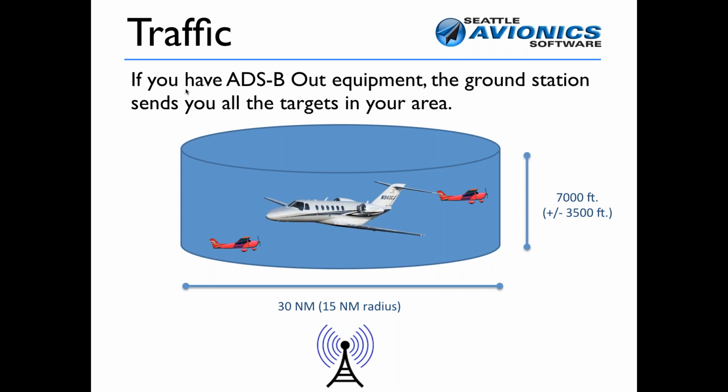But the traffic targets that the ground station relays back up in the air are the ones specific to all of the planes in the system that have ADSB Out. They do that by defining a particular radius. Basically, wherever the transmitting aircraft is, it will be told about any other traffic within a 15 nautical mile radius of its position and plus or minus 3,500 feet vertically. So if you have a plane outside of that, you won't know anything about it.